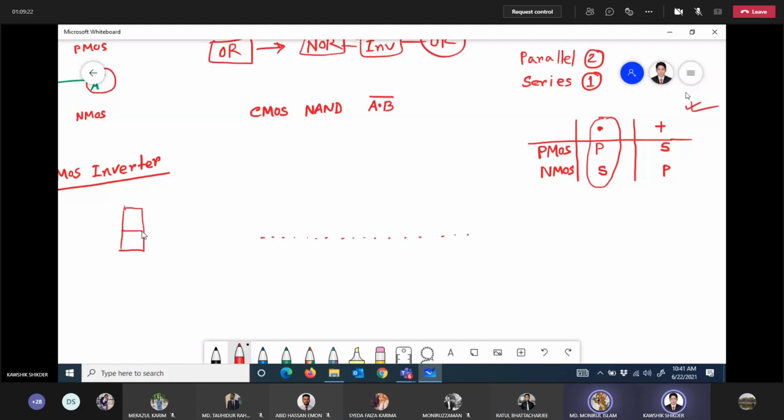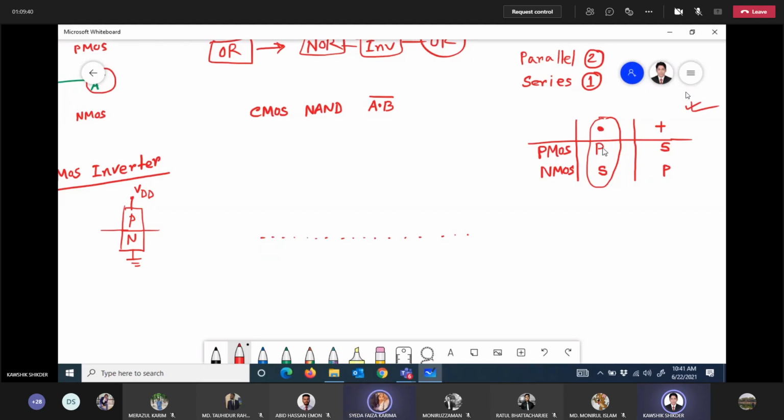Upper portion for P or NMOS? PMOS, sir. This is P and this is N. P is connected to VDD or ground? VDD, and N is connected to ground. So here A dot B, that means the sign is dot.